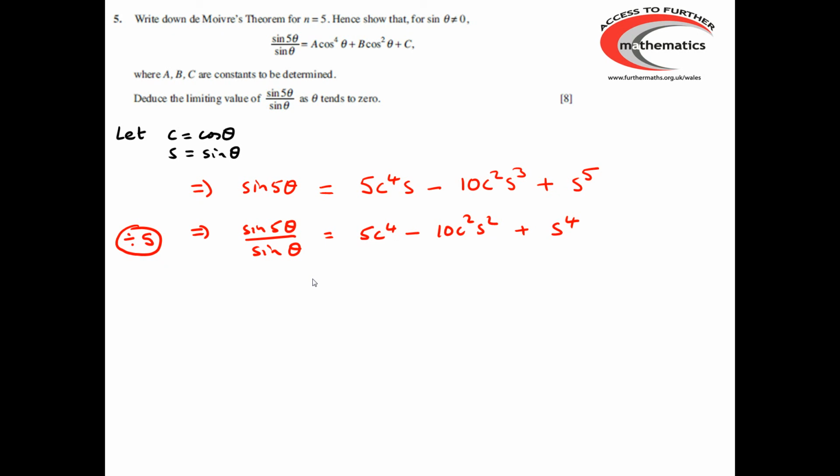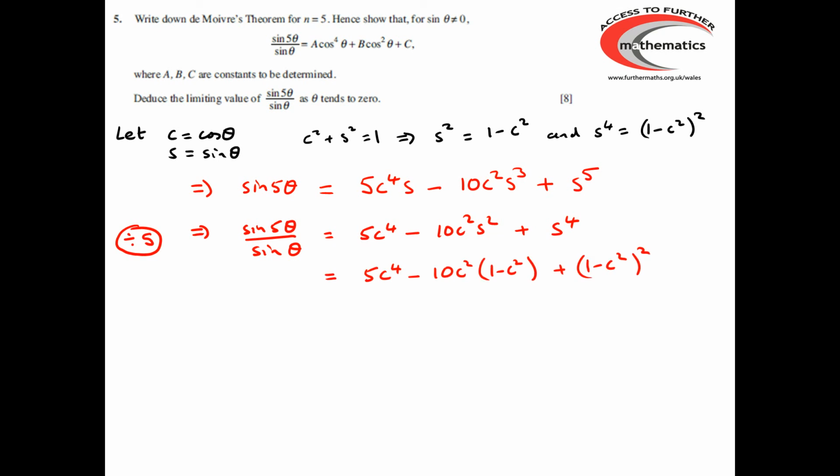But we know that cos² θ plus sin² θ is always equal to 1. So c² plus s² equals 1. That means I can replace s² by 1 minus c². And s⁴ is simply s² squared, so that's (1 minus c²) squared. So we've got sine 5θ over sine θ is 5c⁴ minus 10c² times (1 minus c²) plus (1 minus c²) squared.